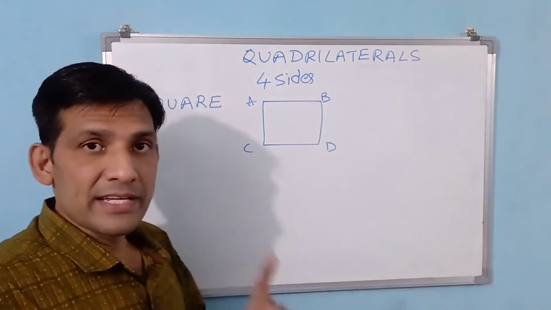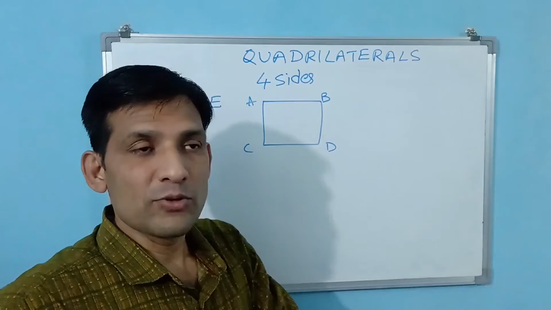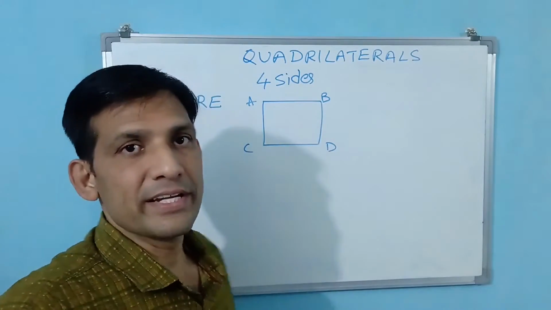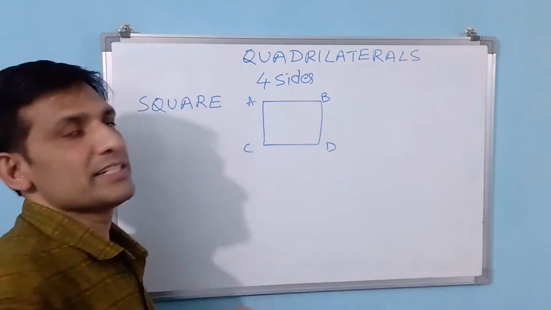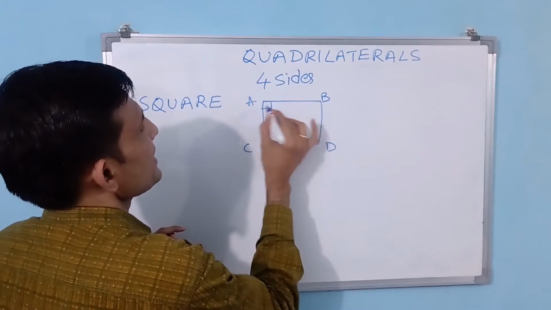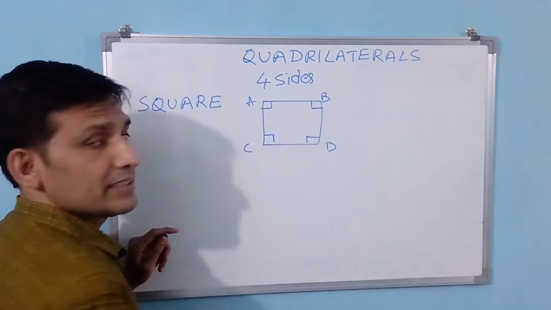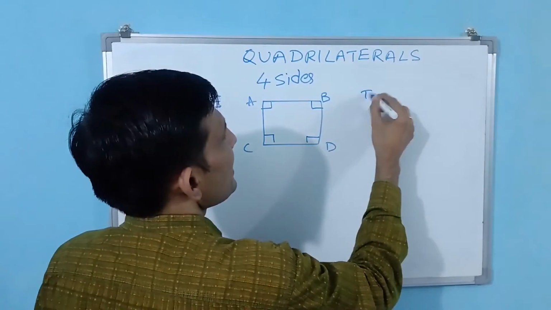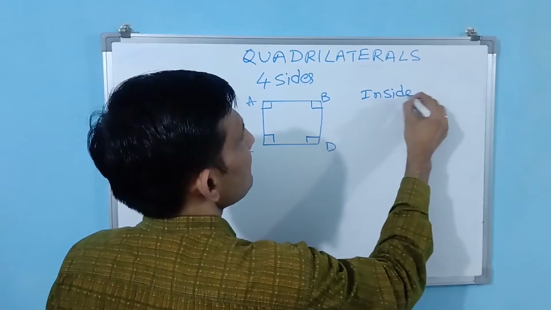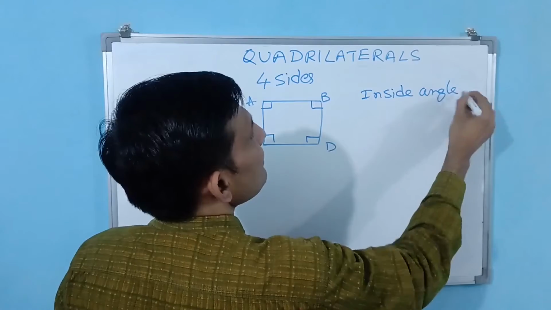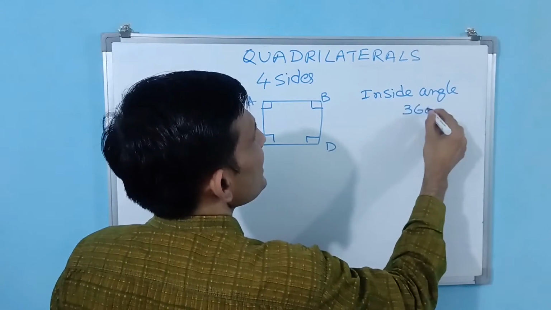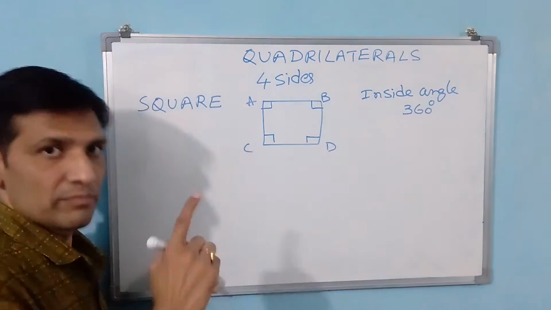In the earlier triangle, the inside angles together become 180 degrees. But here it is 360 degrees. Why? Because see here, 90 degrees, 90 degrees, 90 degrees, 90 degrees. That means the inside angles total 360 degrees. This you have to know.